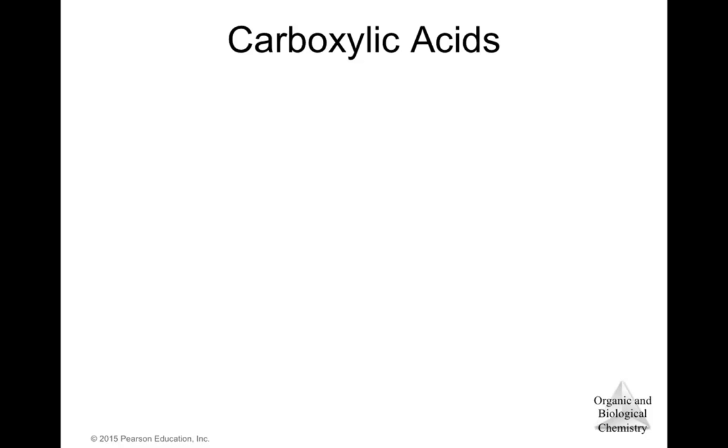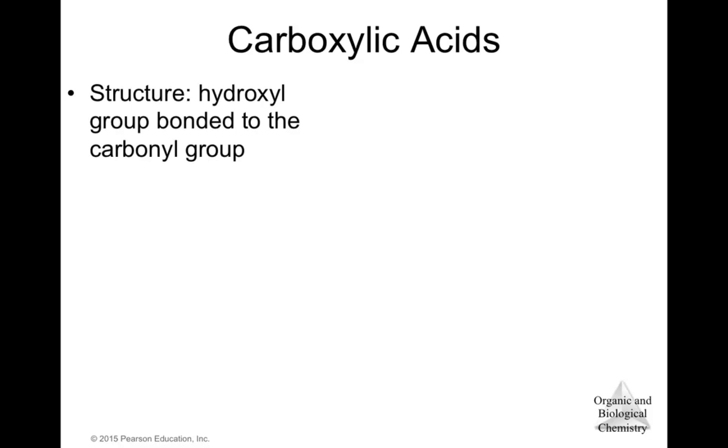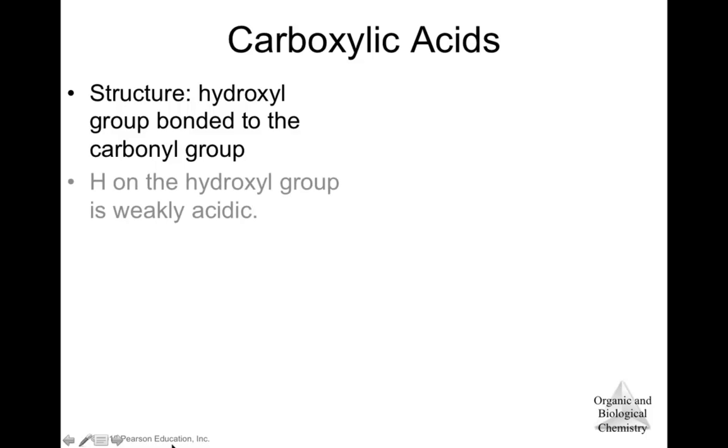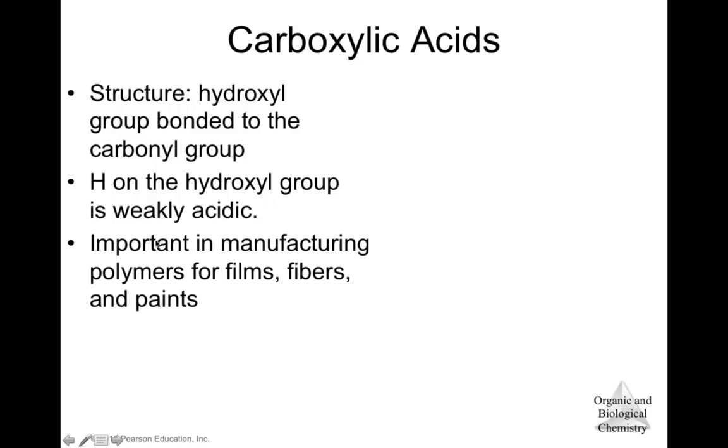Carboxylic acids. The carboxylic acids are formed by a hydroxyl group that is bonded directly to the carbonyl group. So with the aldehydes, we need a hydrogen attached to the carbonyl group. For the ketones, we need two R groups on that carbonyl group. For the carboxylic acid, we have a hydroxyl group, the OH group of the alcohols, attached directly to the carbonyl group. The hydrogen on the hydroxyl group is weakly acidic, and carboxylic acids are important in manufacturing polymers for films, fibers, and paints.